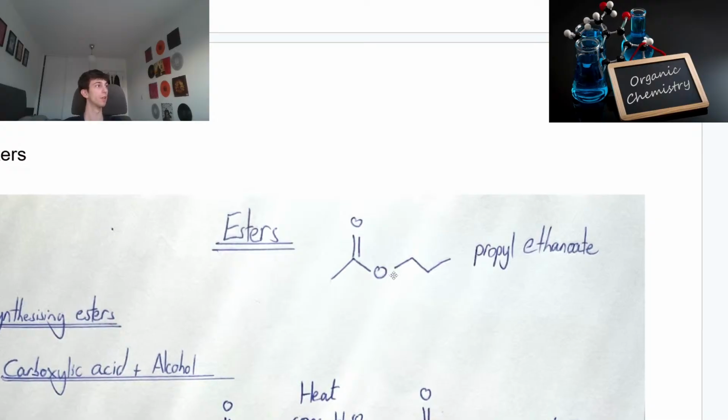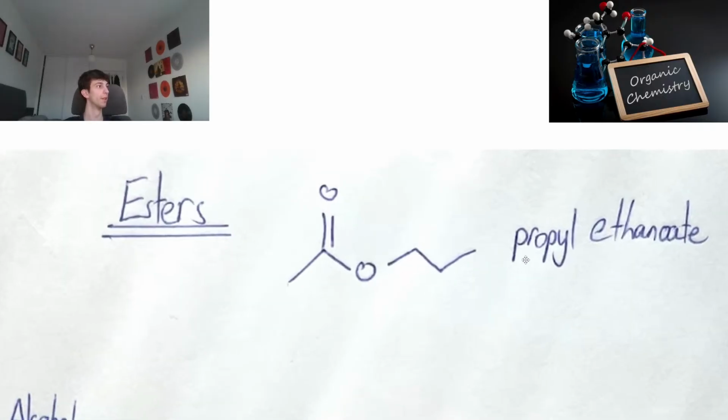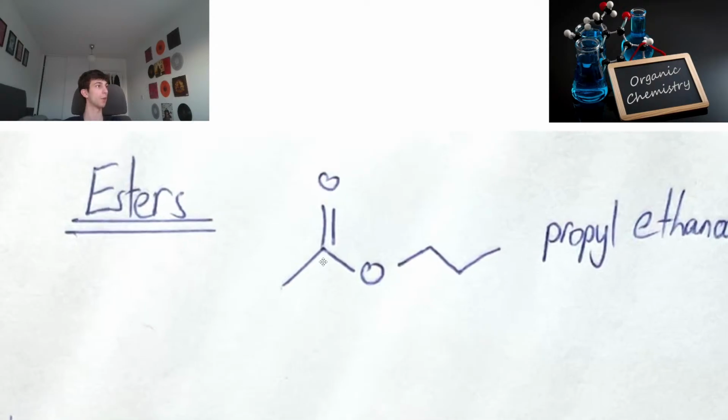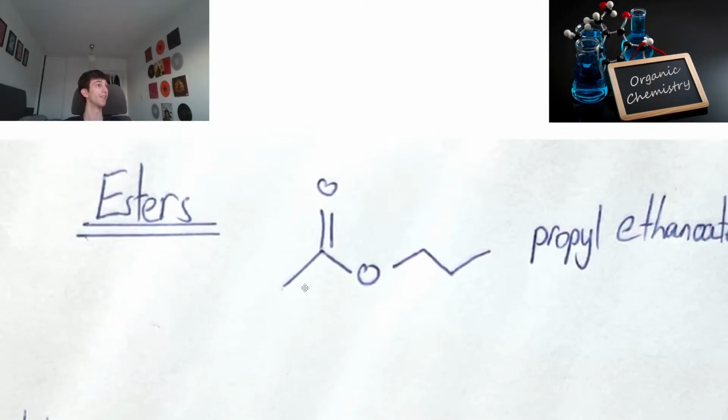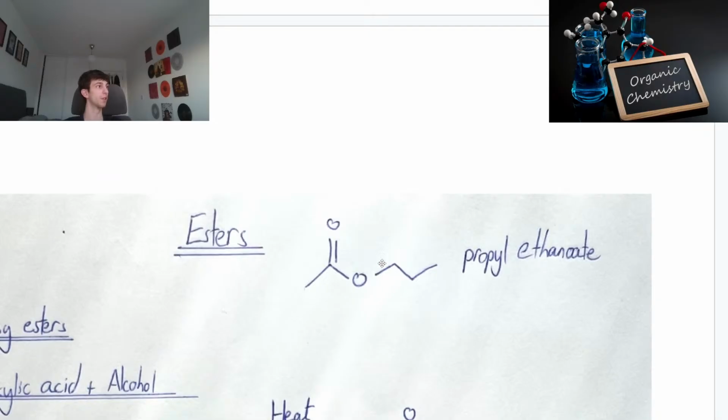Everything will be covered. So with what's bonded to the single oxygen, we form the alkyl part of the name. So here, how many carbons do we have? 1, 2, 3. It's going to be propyl. And then the bit that's bonded to the carbon, which is then double bonded to the oxygen. Count the carbons. 1, 2. It's going to be ethanoate. So we have propyl ethanoate. And that's how you name esters. The yl part is bonded to the single oxygen, and the oate part is part of the carbon that's bonded to the double oxygen.